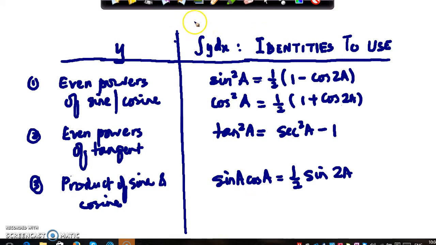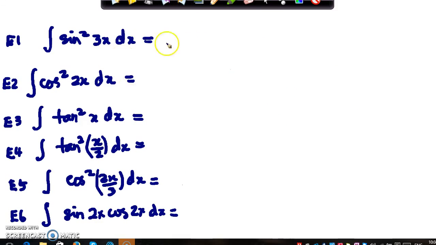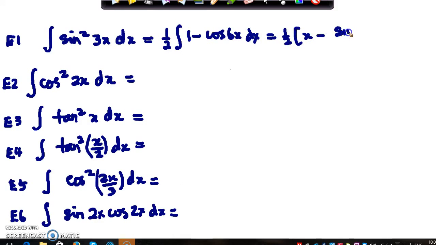Alright, let's look at a few examples to get an idea how to apply this. For the first 6 examples, I will go through thoroughly with you how to go about integrating. For this sine square, we use the double angle formula, half into 1 minus cos, double the angle becomes 6x. Integrating will give us half x minus sine 6x over 6. The idea of using the identity is to change it into one of the 6 forms that we have learned earlier on.